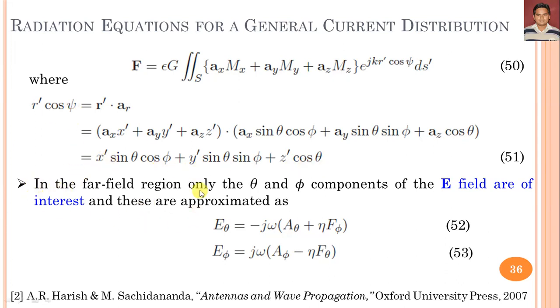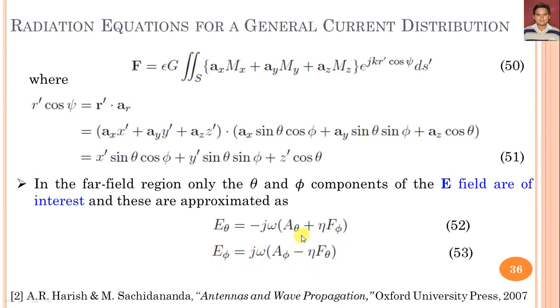So in the far field region, the theta and phi components of the E field are of interest, and these can be approximated as we have already discussed in lecture 3 of this aperture antenna series. Then we have calculated the value of E theta, E phi, H theta and H phi. Then, considering the intrinsic impedance, we transform in terms of E theta and E phi. Then we will get E theta equal to this expression and E phi equal to this expression.